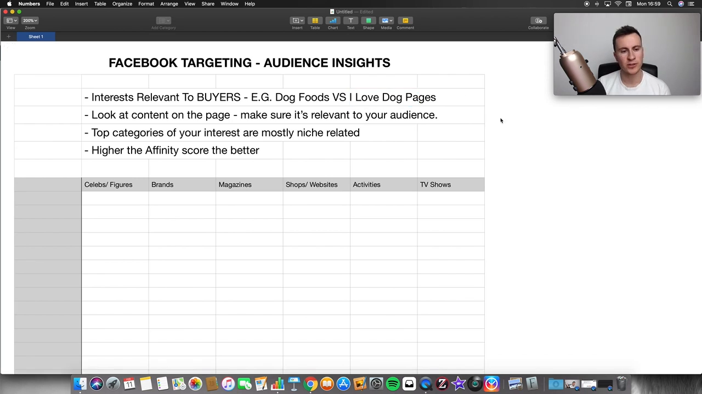The second point then is look at the content on the page. So when you're going to target an interest, you can actually open up the page on Audience Insights and look at the kind of content, look at how big the audience is, and more importantly, look at the engagement. What we want, essentially the ideal interest to target, is one that's posting content purely relative to dog owners, if we're in the dog niche for example, and we want to make sure that they've got a good high engagement rate, because that's good for two reasons.